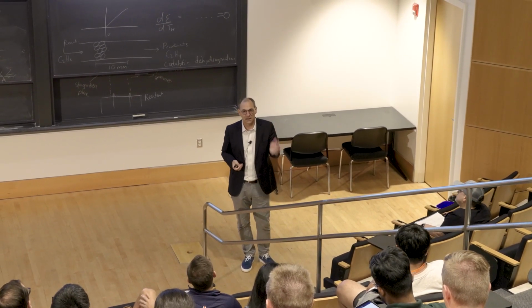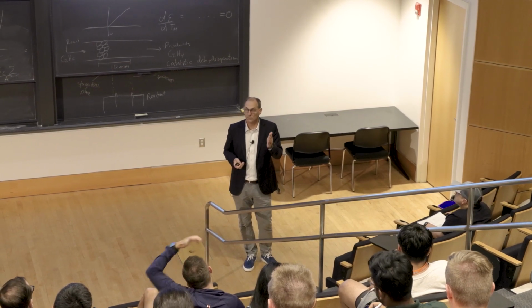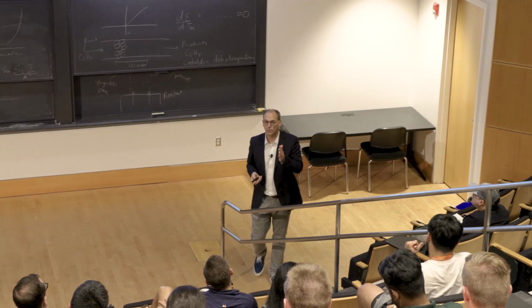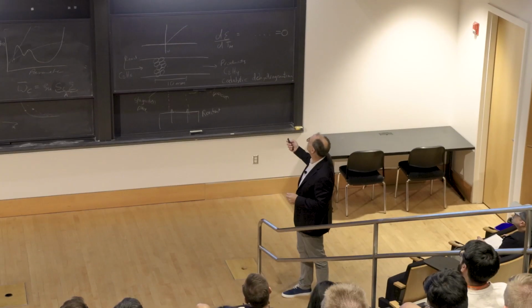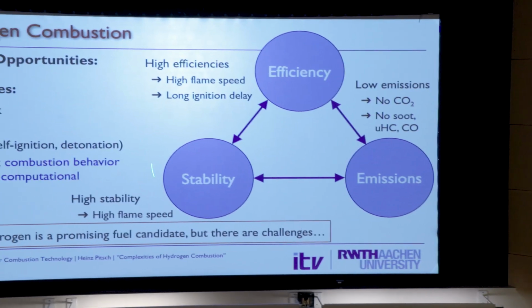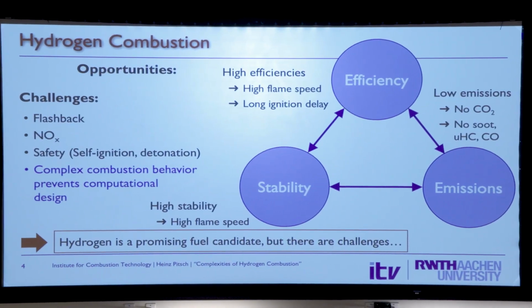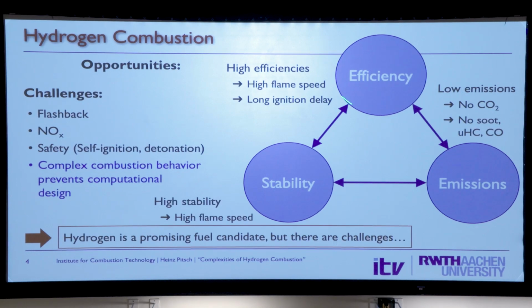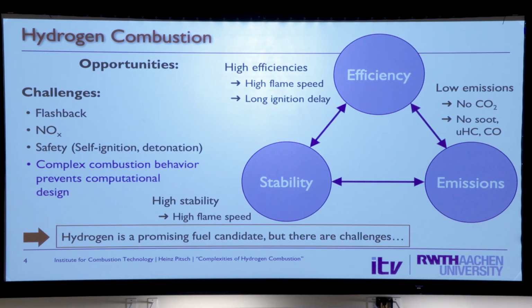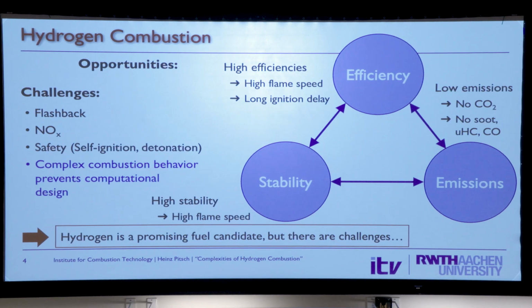In stationary gas turbines, you try to burn lean premixed, very lean because of emissions, but that cuts down on efficiency and stability. Diesel engines have particularly high efficiency, but bad emissions, and so on. So there's always a trade-off between all of these. Now, hydrogen has a few good opportunities. There's no carbon, so there's no CO2, no soot, no unburned hydrocarbons, no CO. There's only NOx that's left over. If you have only one pollutant, it's much easier to deal with it than if you have many.